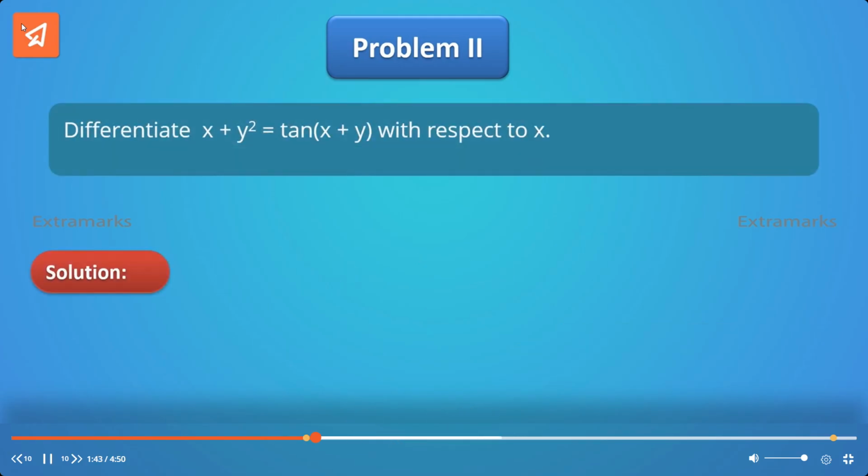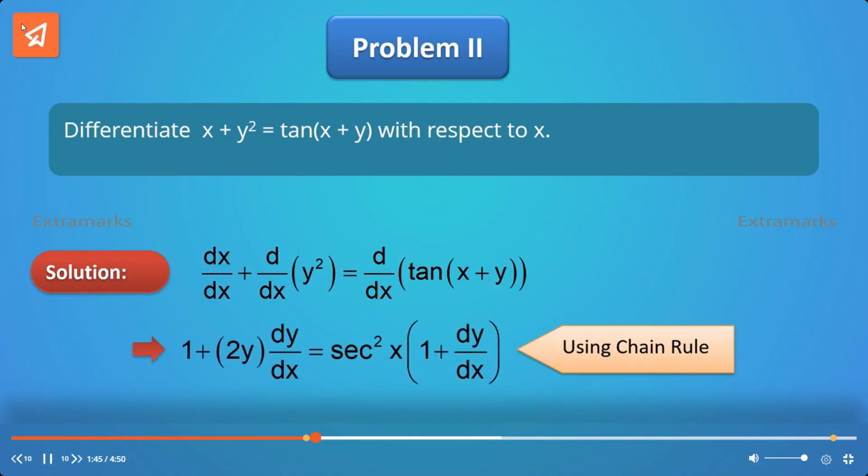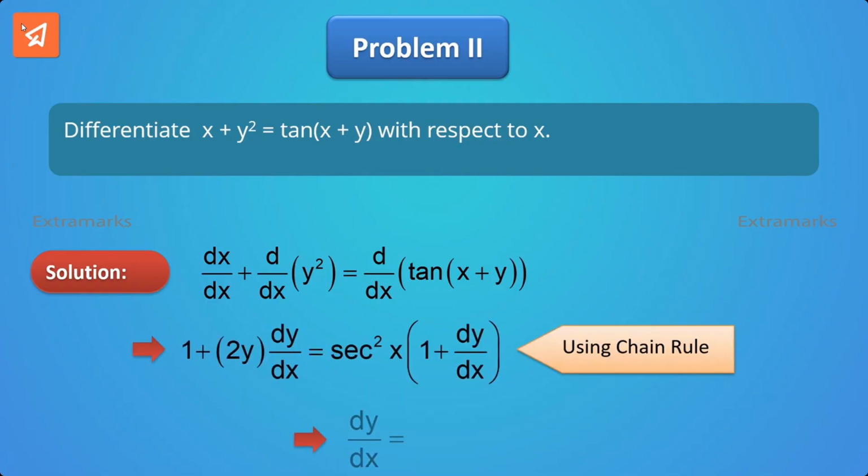Differentiate x plus y squared equals tan of x plus y. Differentiating the relationship with respect to x, we get as shown. On rearranging, the final answer is dy upon dx equals sec squared x minus 1 divided by 2y minus 1, where y is not equal to 1 upon 2.